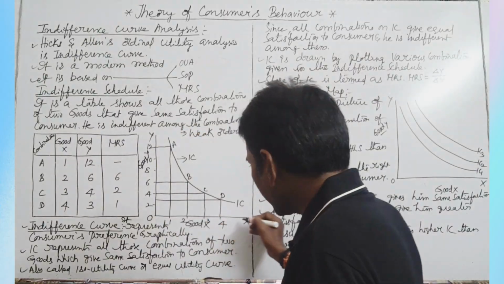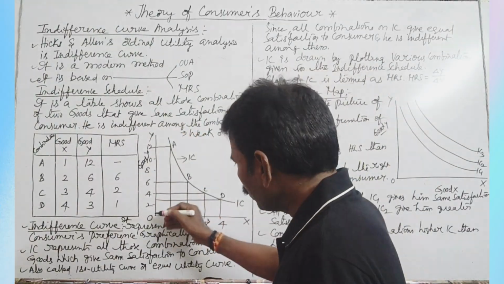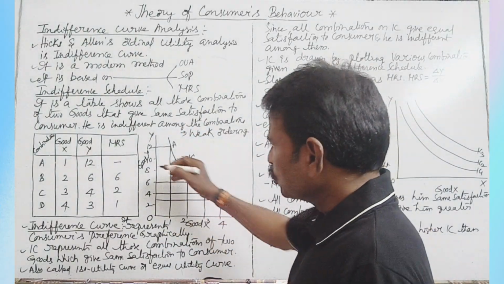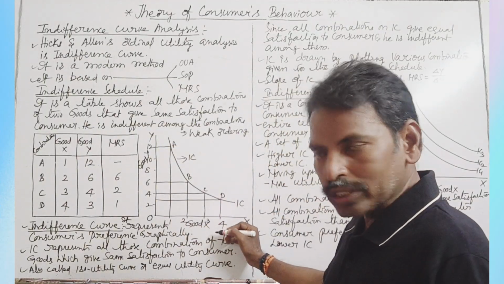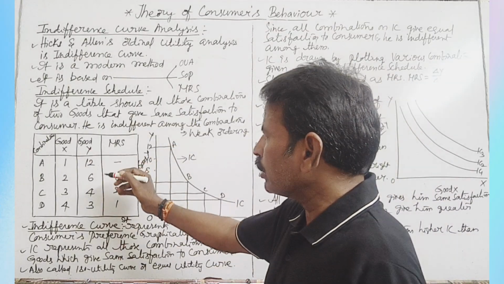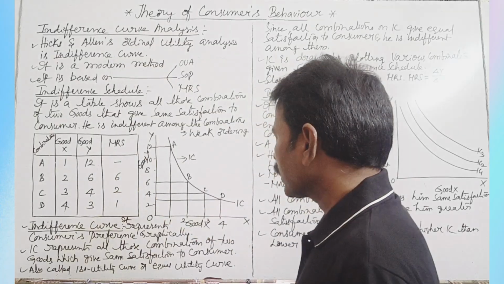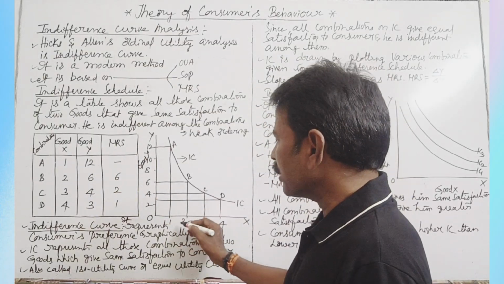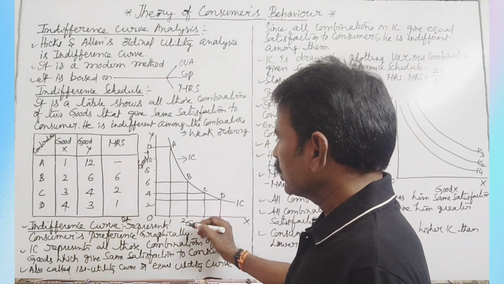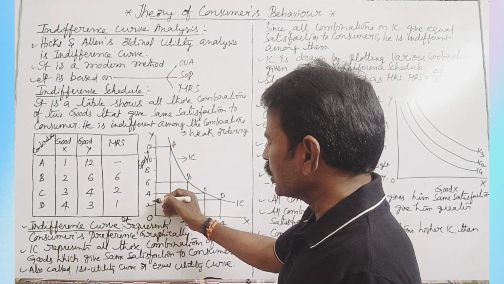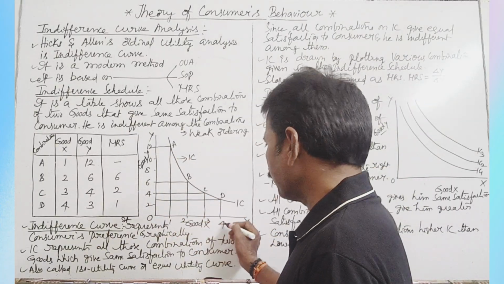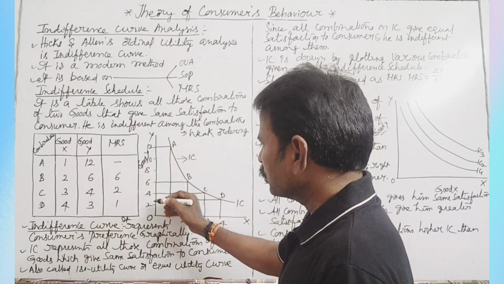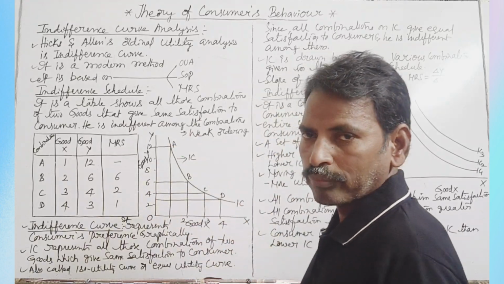So draw an L shape, mark Y, O, X. Good Y is measured on the Y axis, good X is measured on the X axis. Take the values of good X and good Y. On the X axis, 1 centimeter is equal to 1 unit. On the Y axis, 1 centimeter is equal to 2 units. Likewise, X axis: 1, 2, 3, 4. Y axis: 2, 4, 6, 8, 10, 12.